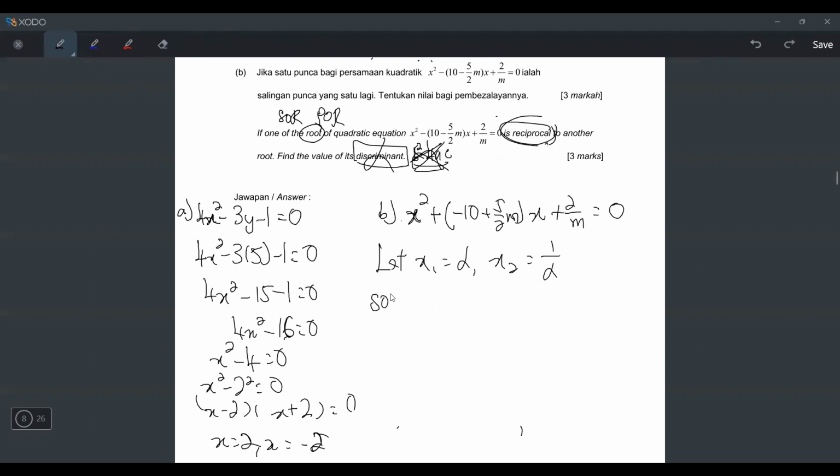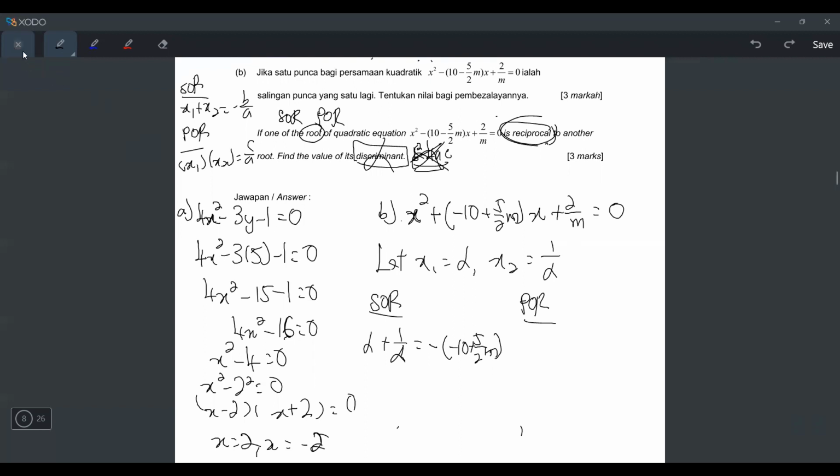And then after that, you can use the SOR and the POR method. So what is the SOR formula? The SOR formula is like this: x1 plus x2 equals to negative b over a, and the POR formula is x1 times x2 equals to c over a. Okay, so what's x1 plus x2? Alpha plus 1 over alpha equals to negative b over a. So what is the b? Okay, the b is the whole thing here in front of x, right? So negative 10 plus 5 over 2m, and then over a. But your a is 1, right? So if it's 1, no need to write. Because over 1, you can just not write it.